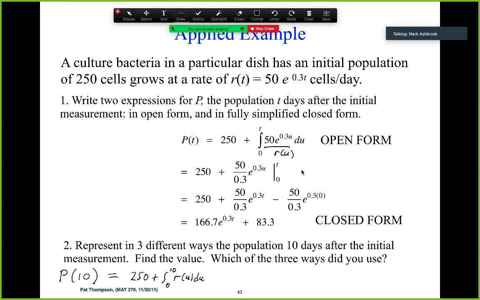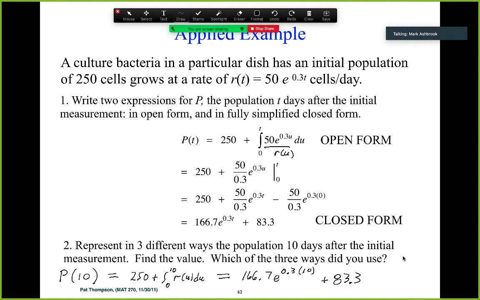Okay. What's another way I can represent the population? Somebody new? 66.7e^(0.3 times 10) plus 83.3. Right. Good. So those are all ways to represent what our population of cells would be at 10 days after the initial measurement.